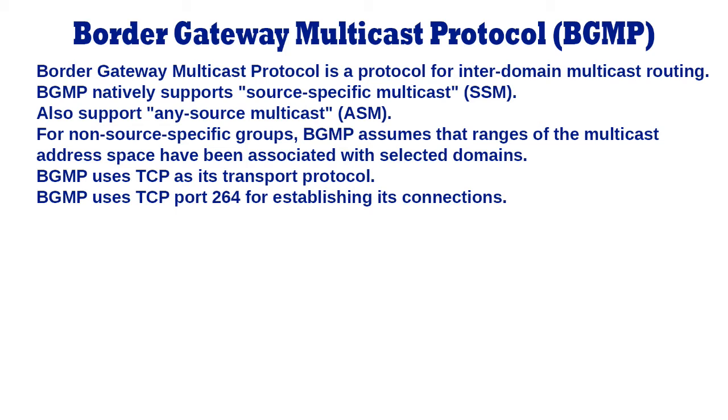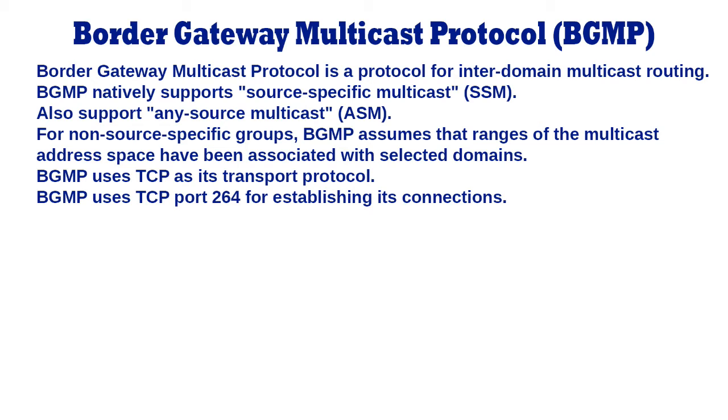BGMP uses TCP as its transport protocol. This eliminates the need to implement message fragmentation, retransmission, acknowledgement, and sequencing. BGMP uses TCP port 264 for establishing its connection. This port is distinct from BGP's port to provide protocol independence and to facilitate distinguishing between protocol packets.